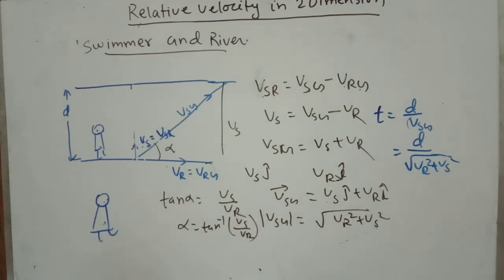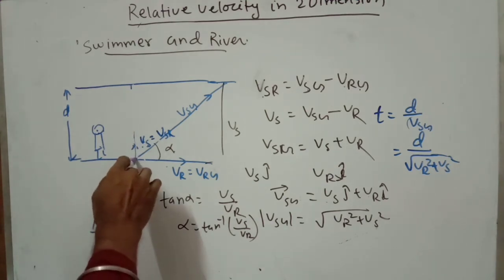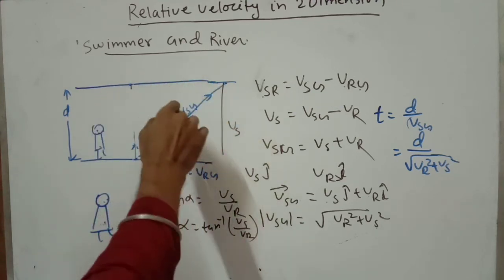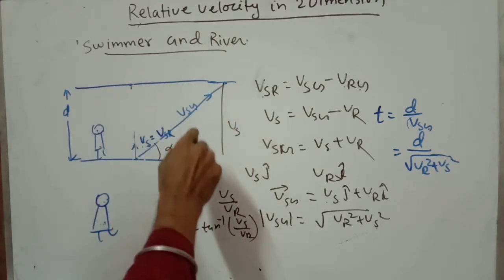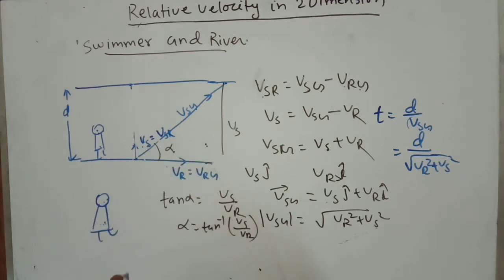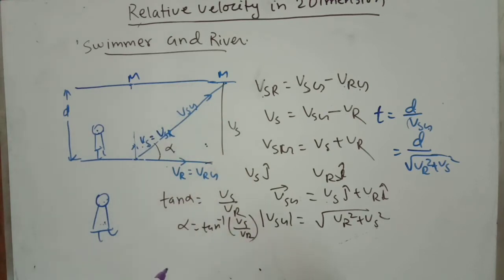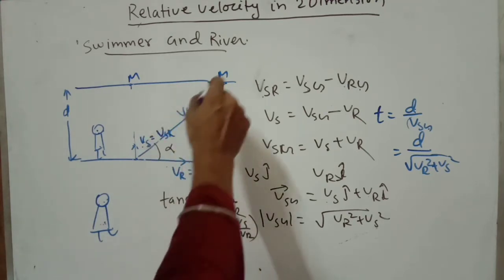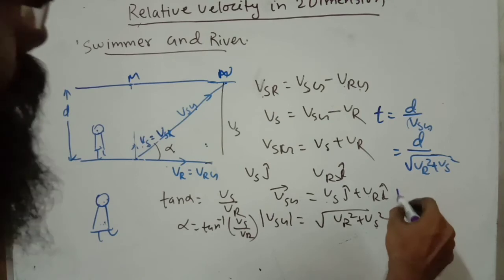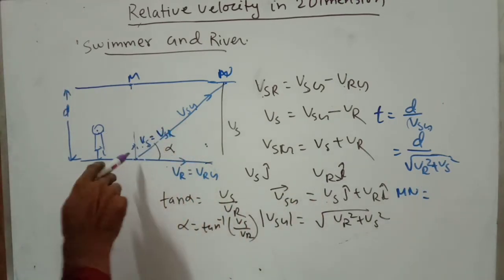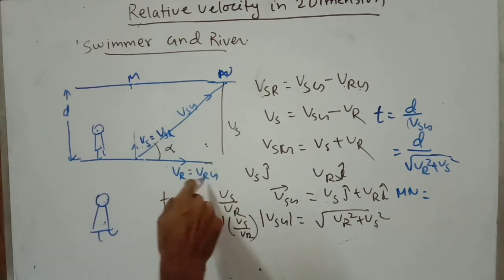Okay, after that the question may be asked, what is the drift distance of the man? The man wants to reach here, but he will drift here because of the speed of the river, or because of the velocity of the river. So that's the word drift. Okay, drift by the river velocity. So what is the drift? You can write here the drift is mn. So what is the velocity of the river in the direction of drifting? That is Vr.